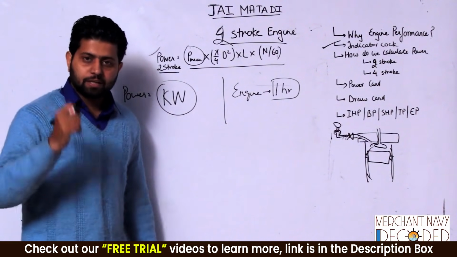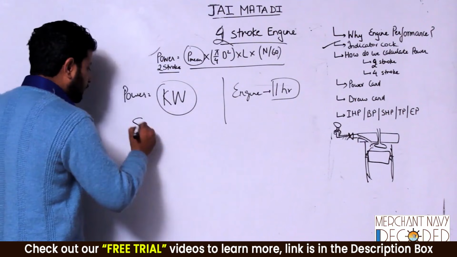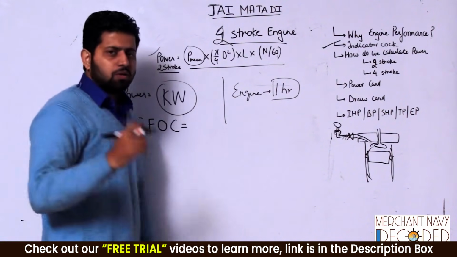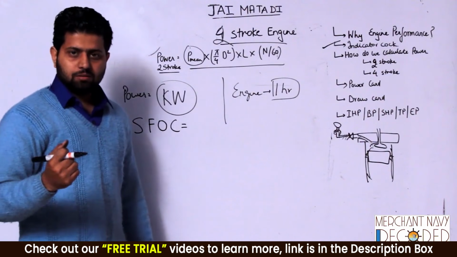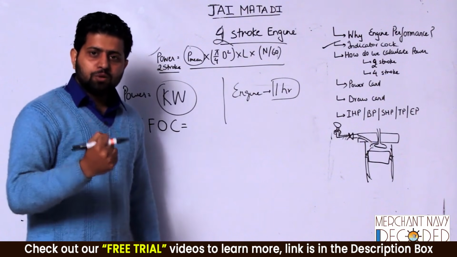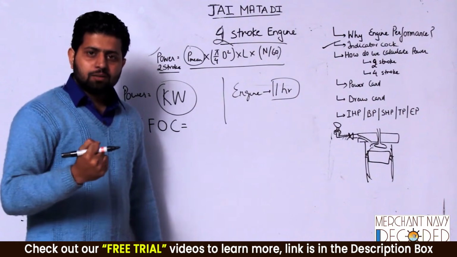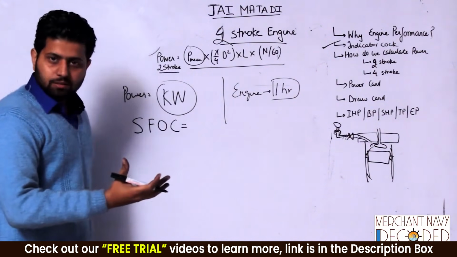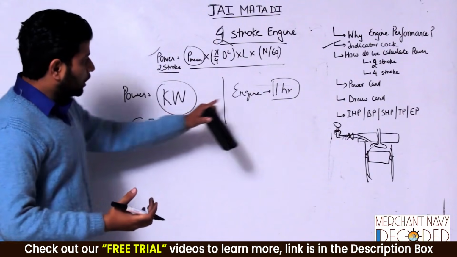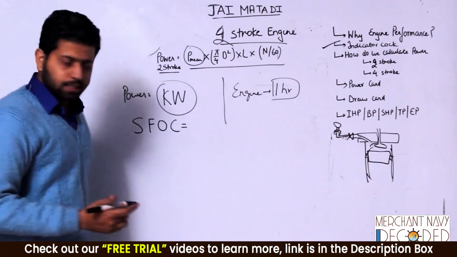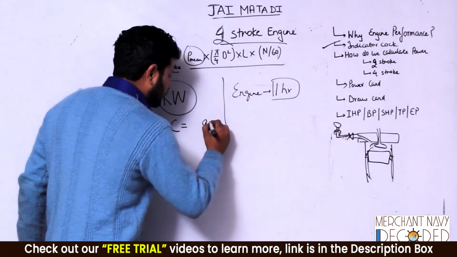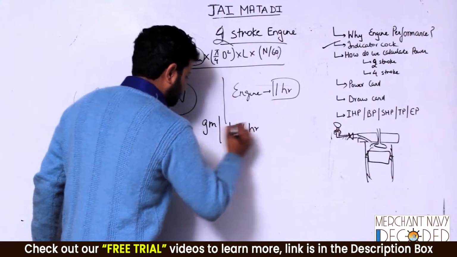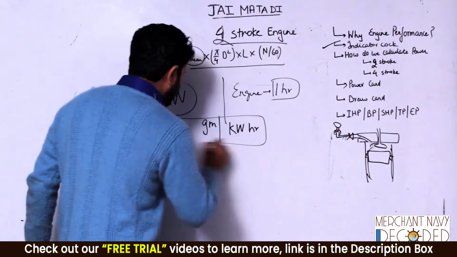SFOC, which is called specific fuel oil consumption. See, we want to know how many grams of fuel we are burning to get this much energy. And energy is kilowatt into hour, kilowatt hour, right? So SFOC is grams per kilowatt hour. So how do we do that?